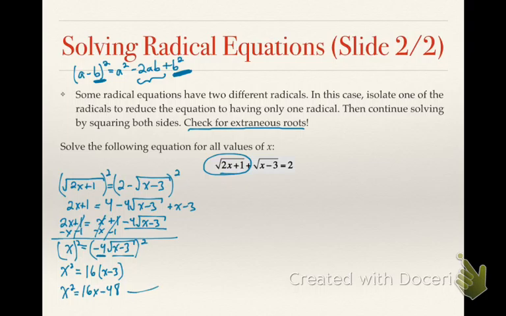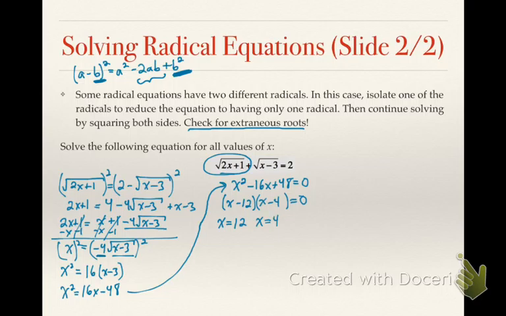And I'm going to move my work up here just so I have a little more room. It's a quadratic equation, so I have to make it equal to 0. Subtract the 16x from both sides and add the 48, and I get this equation, which actually does factor nicely. The two numbers that multiply to positive 48 that add to negative 16 are negative 12 and negative 4. So that means I get x equals 12 and x equals 4 as my possible solutions. But let's check them.